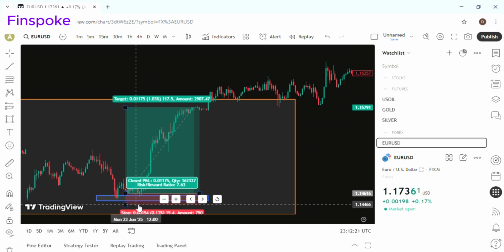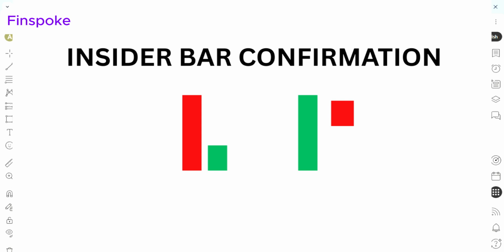Mind you that there are other confirmations to support this. Indicators are not good because they are lagging. But with price action, you are good to go. Next is inside bar confirmation. Now, this is a powerful price action signal that represents consolidation or indecision and a kind of build up before a reversal or continuation of that trend.